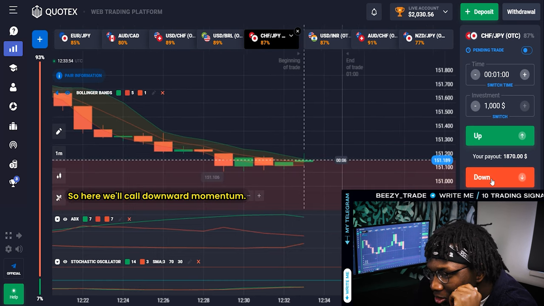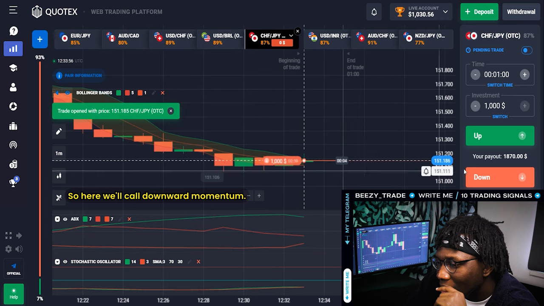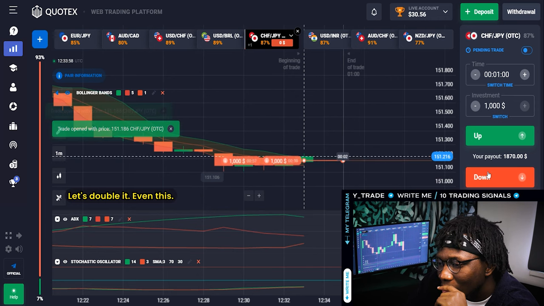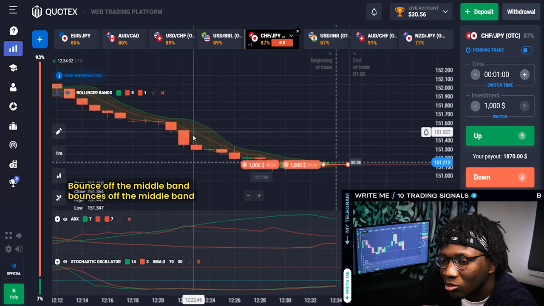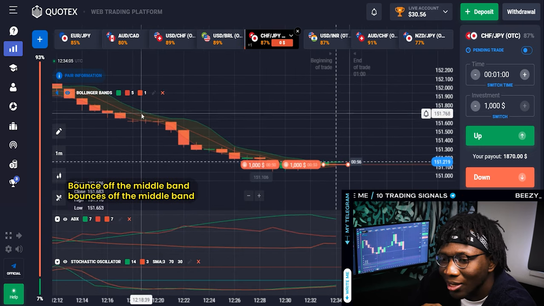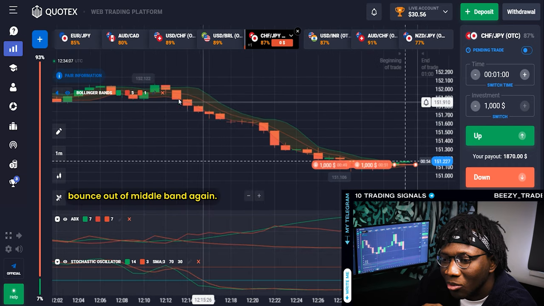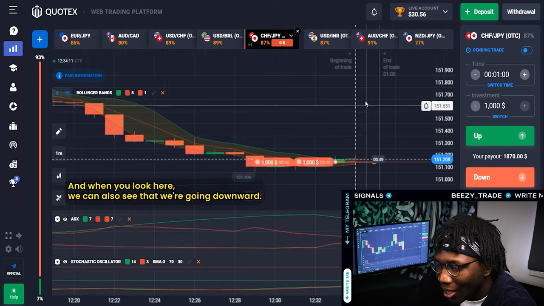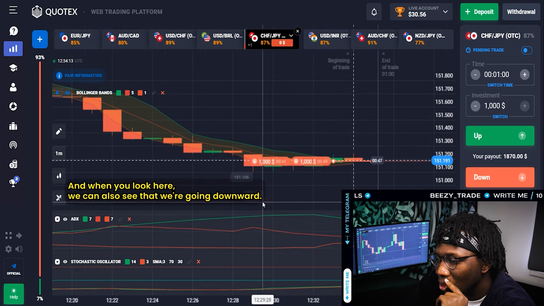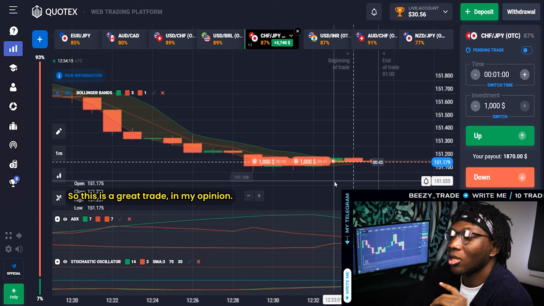middle again. So here we'll call downward momentum. Let's double it even. That's how I'm feeling. I'm feeling very good about this. We can see it bounce off the middle band again. So this is a trend that has repeated itself. And when you look here, we can also see that we're going downward. So this is a great trade in my opinion.